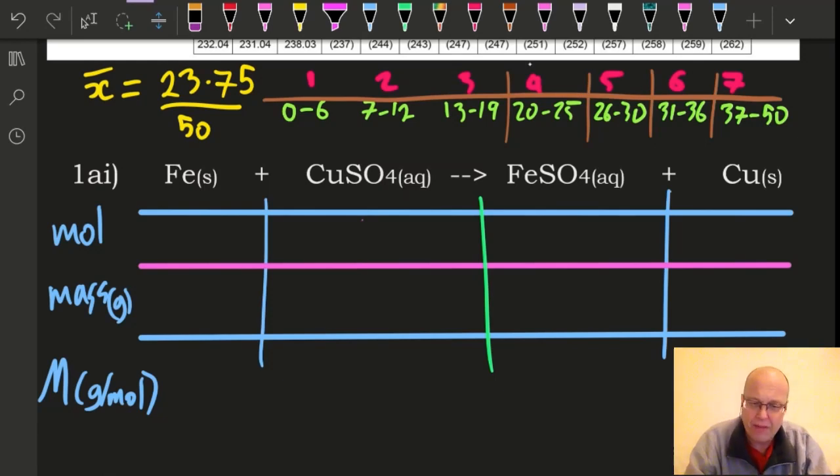You're going to need your own copy of the paper. So here we go. The average was 23.75 out of 50 for this. Less than 50%. So the first one is excess and limiting.